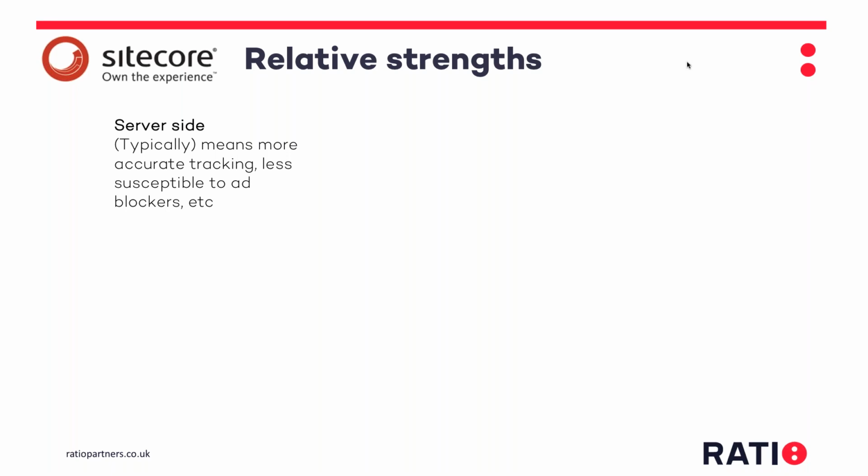And given that Sitecore is server-side and it only relies upon one persistent cookie for the analytics to work accurately, it means that the tracking is more accurate. It captures a larger percentage of your website visitors. You're less susceptible to ad blockers and things of that nature.